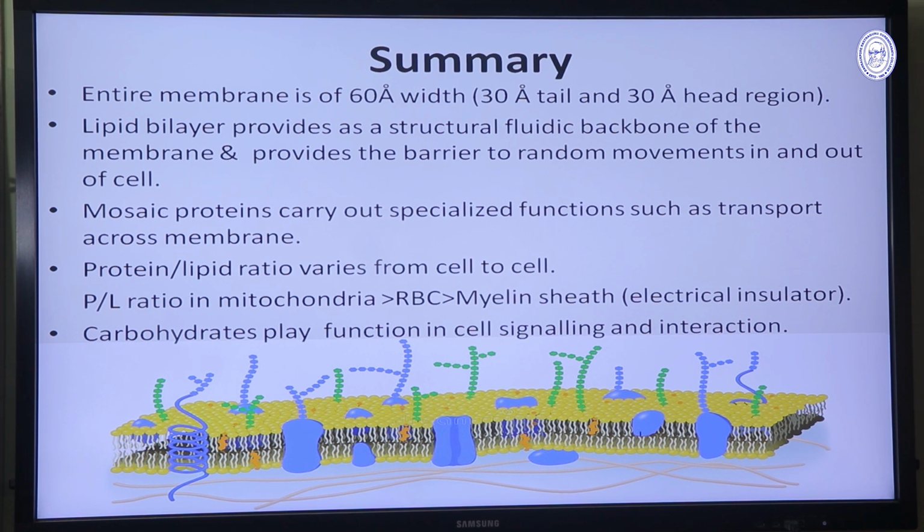It is rather less in RBC and it is very less in myelin sheath, where the lipid portion is very high, as we know that nerve cells or the nerves get bound with the myelin so that it can act as an electrical insulator and electrical propagation can be held in a smooth manner without any leakage. And the last point is the carbohydrates play an important function in cell signaling and interaction.